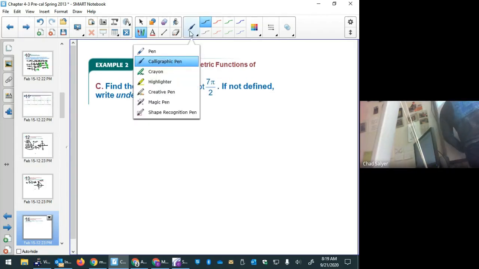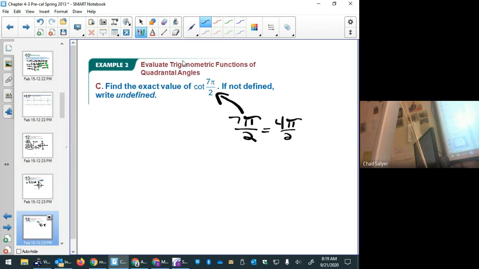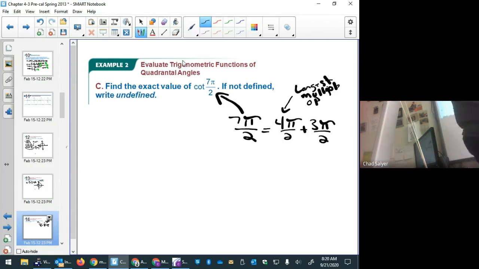Cotangent of 7 pi over 2. It won't be as obvious, at least it isn't to me, what's going on with radians. With degrees, I was instantly able to tell 450 is 360 plus 90. That won't be quite as obvious here, at least, again, not to me. So I see that this is 4 pi over 2 plus 3 pi over 2. And this is the largest multiple of the denominator that is even.